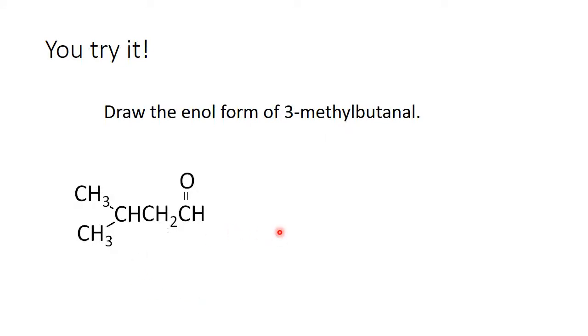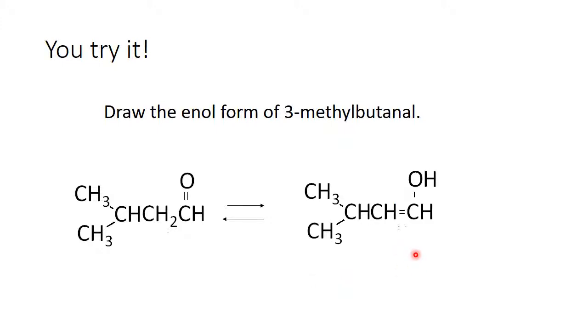So here is 3-methyl-butanal. In order to make the enol, it's going to be in equilibrium. So I'm putting 2 arrows in to indicate an equilibrium. And this is either acid or base catalyzed. Then I form the enol by removing the double bond and making it into an alcohol and putting a double bond adjacent to that alcohol group with the carbon adjacent to it.